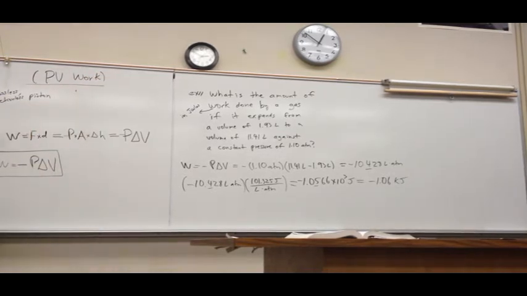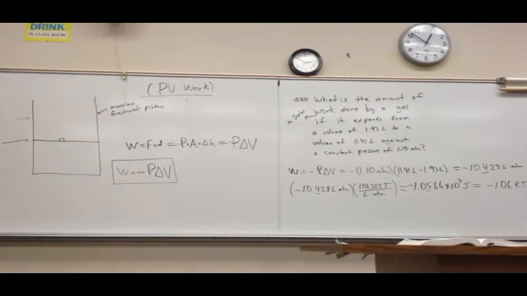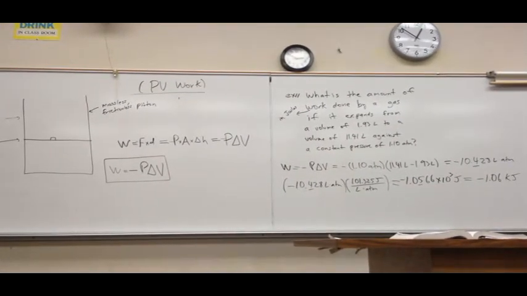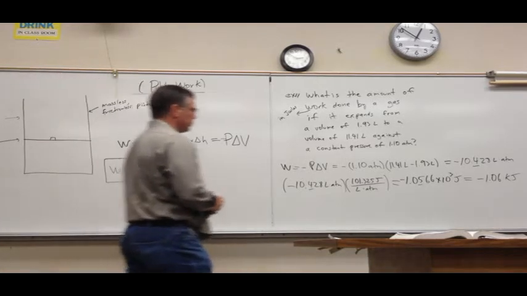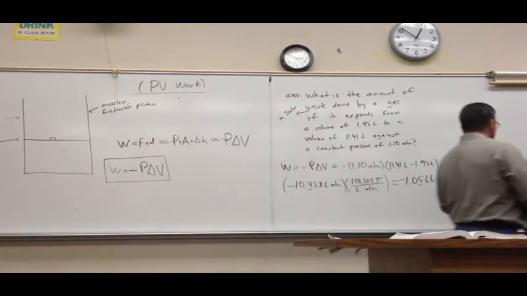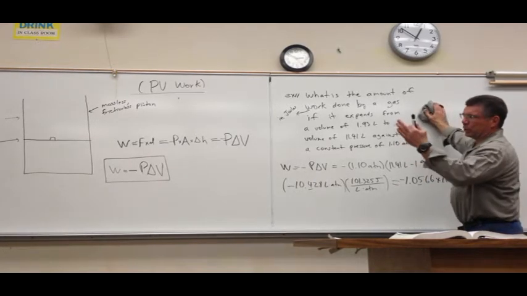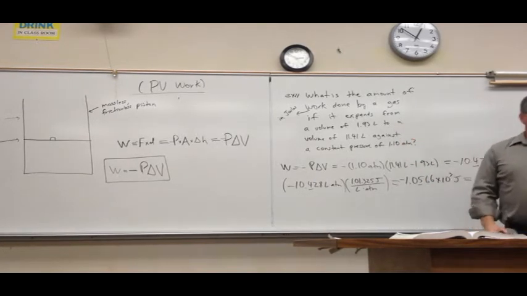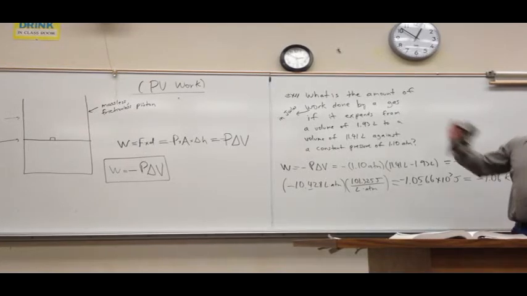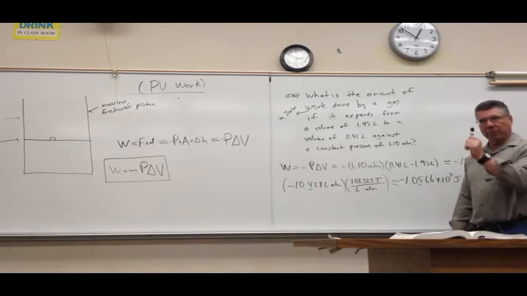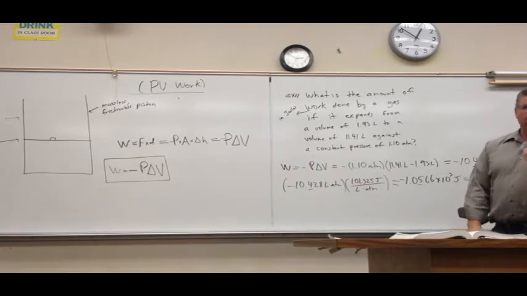The kind of work that we're talking about here, the only kind of work we're really going to deal with, is called PV work, pressure volume work. So remember, we're talking about internal energy. I showed you the first law of thermodynamics: the change in internal energy is equal to Q plus W. This is the W term. Now we're going to talk about the Q term.